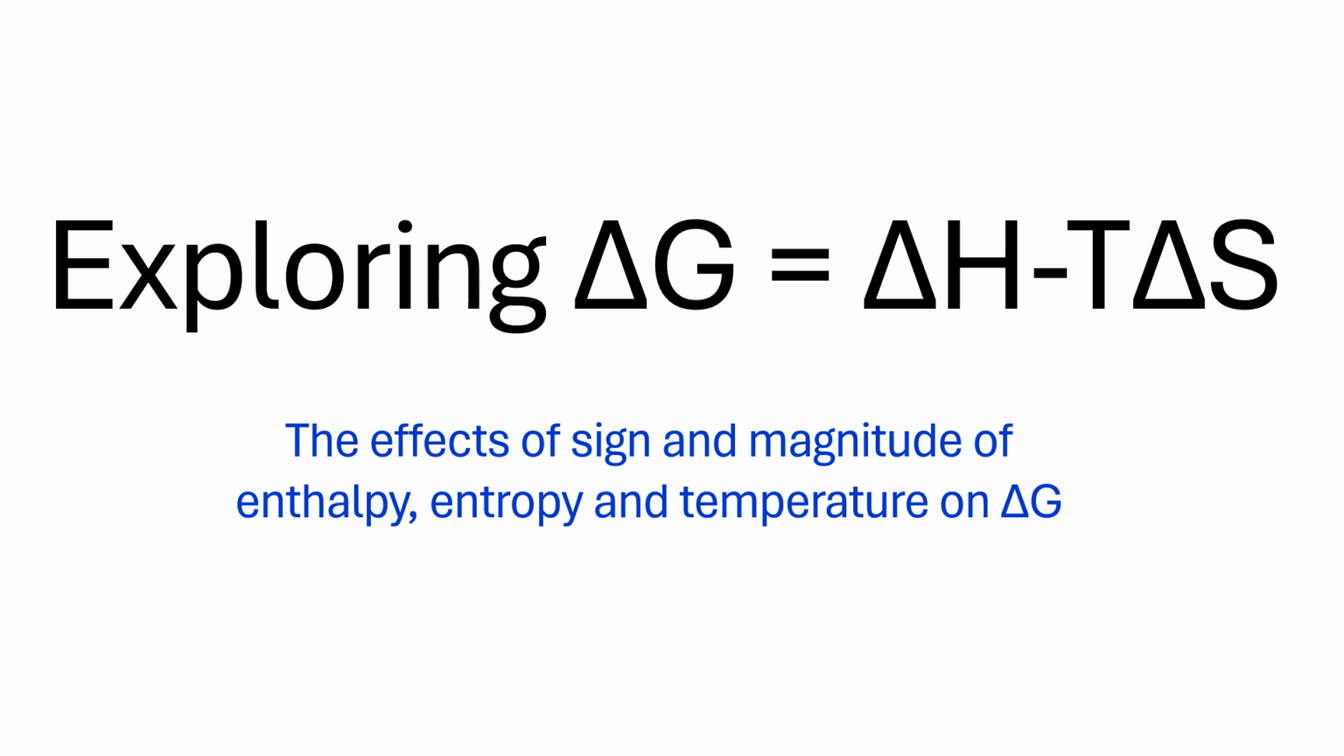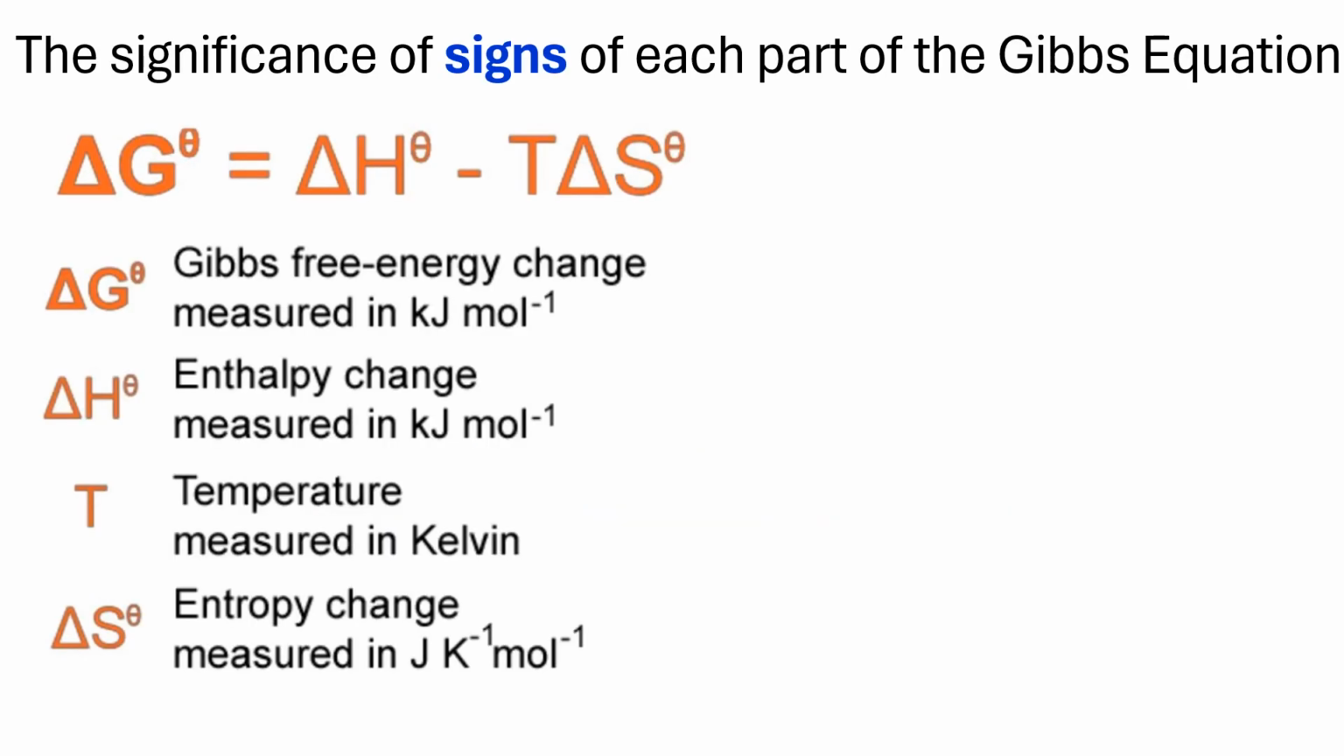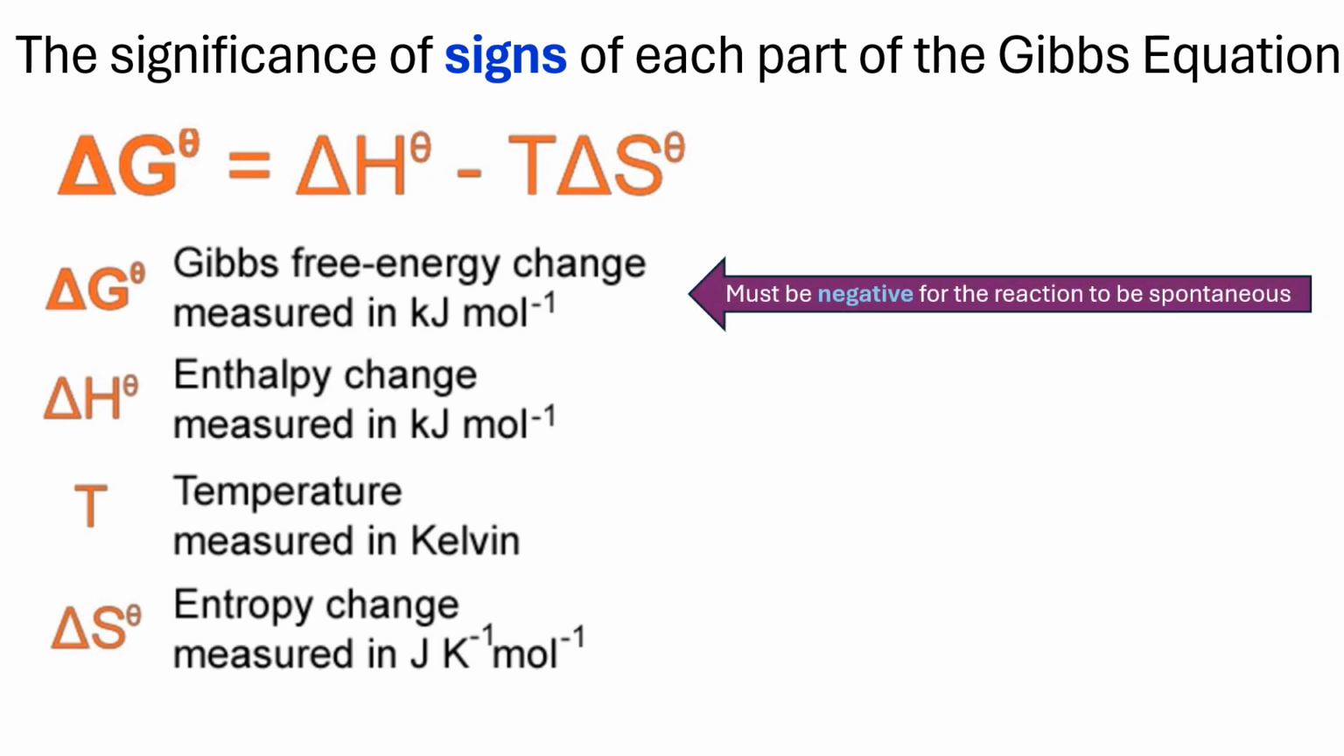Hello and welcome to this look at the Gibbs equation, delta G equals delta H minus T delta S. I'm going to focus on the effects of sign and magnitude of the enthalpy, the entropy and the temperature on delta G. So what's the significance of the signs of each part of the Gibbs equation? Well, for the reaction to be feasible or spontaneous, the delta G value must be below zero or negative.